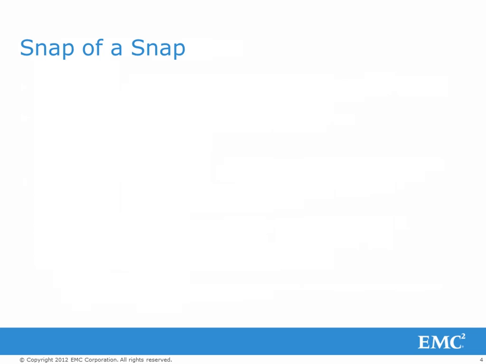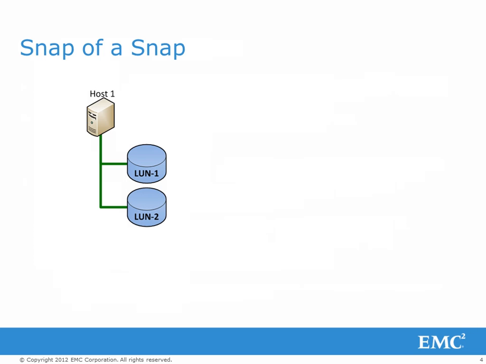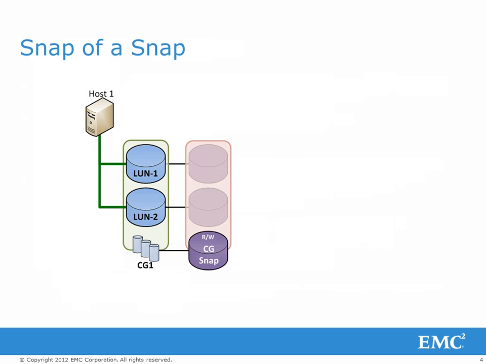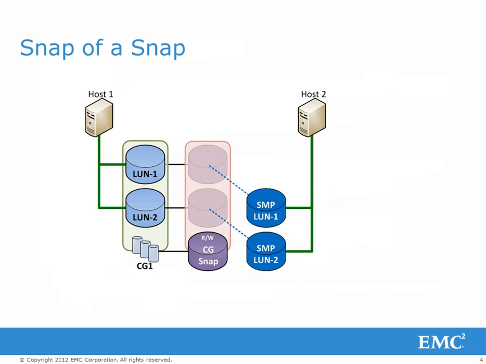Snap of a snap concept applies to the consistent snapshot just the same as it would apply to a regular snapshot. For example, if we have a host with two LUNs attached, we can create a consistency group around those two LUNs. Then we can create a consistent snapshot for this consistency group. The consistent snapshot can later on be mounted to host 2.